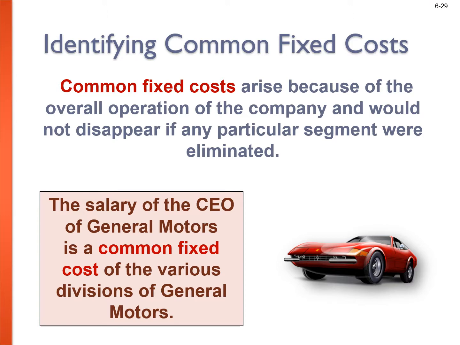They kind of oversee, or they're costs that affect all of the segments, like the CEO of General Motors, his salary. That's a common fixed cost, because it's a fixed cost of all the divisions of General Motors, not just one segment or one division. So when it comes to fixed costs, we have to try to label them as traceable or common.